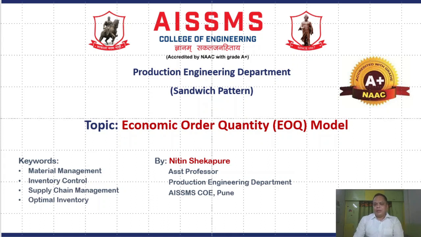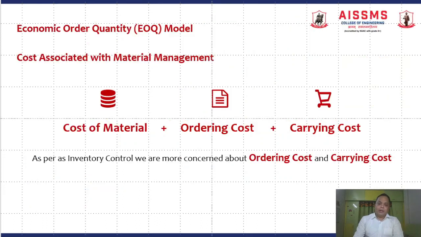When material management comes to mind, we need to understand what costs are associated with it. If you look broadly, we see the cost of material, which is the major cost, and after that the ordering cost and the carrying cost. These three costs play a very important role in any material management, and the big challenge is to minimize all of them.